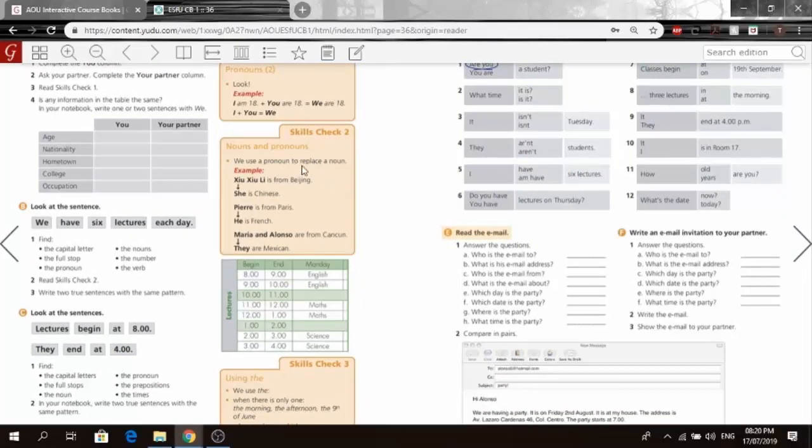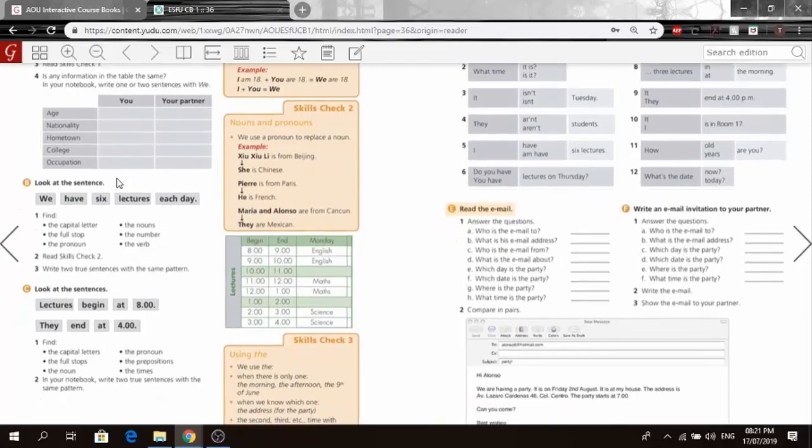So we use a pronoun to replace a noun. We already talked about this, and this lady's name, I am not gonna try and pronounce, is from Beijing, right? So I change her name to she, okay? And this is how it doesn't get repetitive. So she is Chinese. Pierre is from Paris. He is French. Maria and Alonso are from Cancun. They are Mexican, okay? Or Maria, sorry, not Mariah. What was I thinking? It was Maria. Alright.